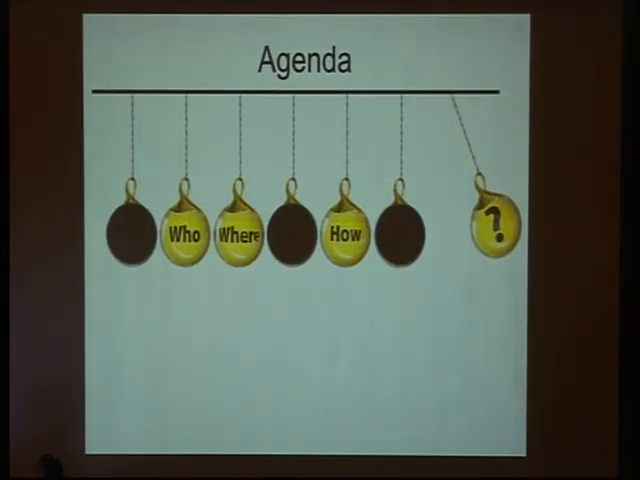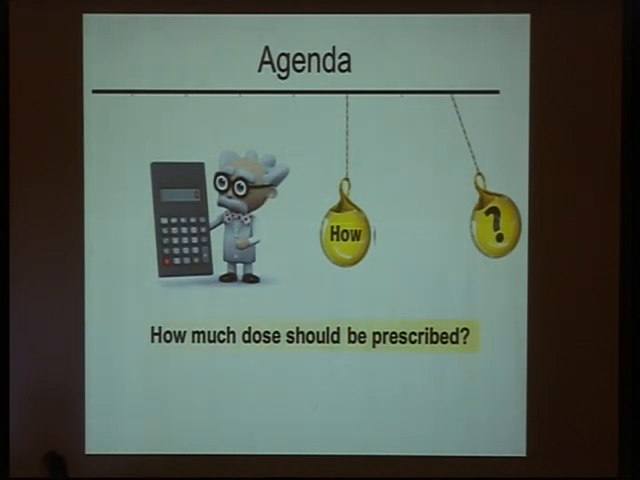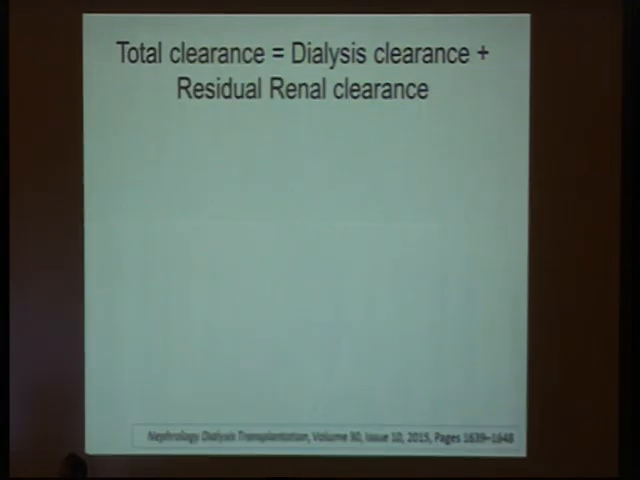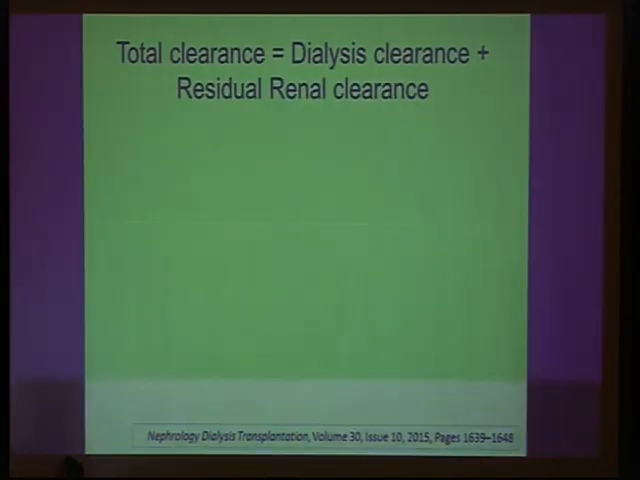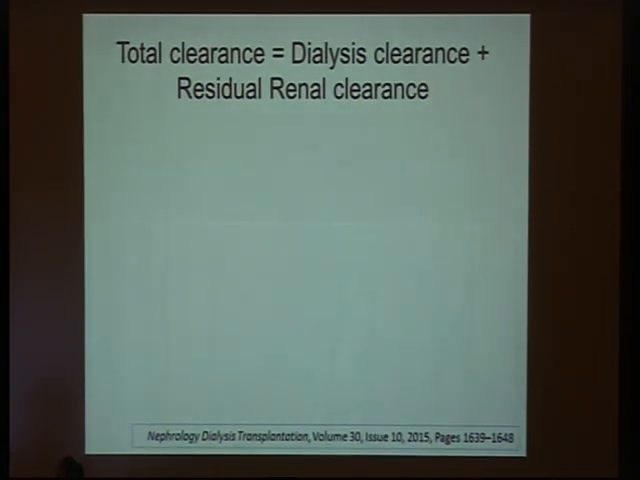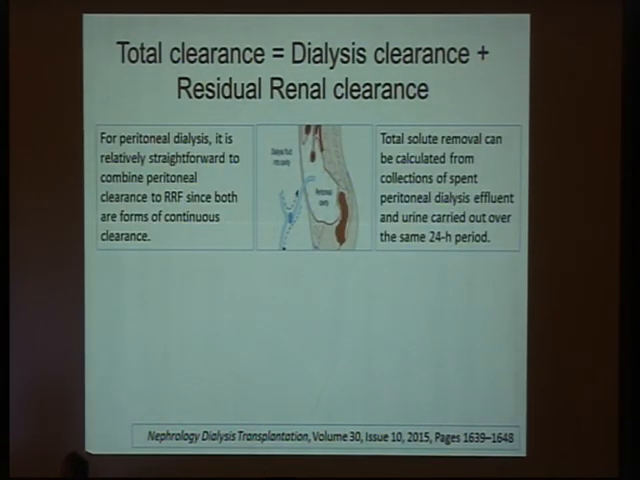And now coming to my next question, which I'm going to answer: how much dose should be prescribed? I mentioned before that the total clearance needed equals the sum of the dialysis clearance plus the residual renal clearance. For peritoneal dialysis, it is a straightforward process to combine both clearances because the dialysis clearance and residual renal clearance are continuous processes.